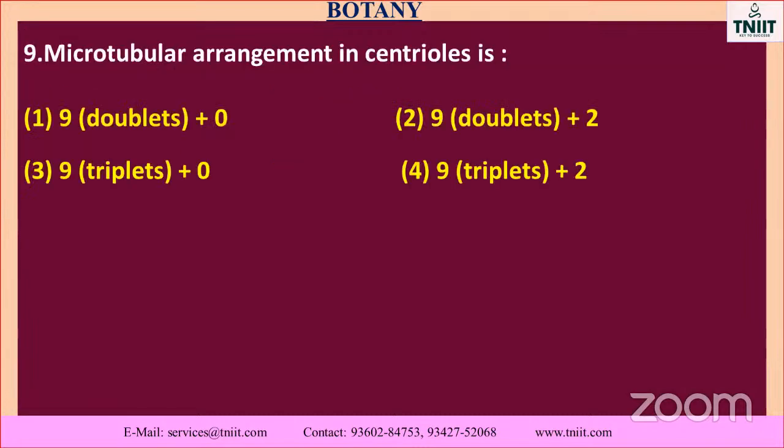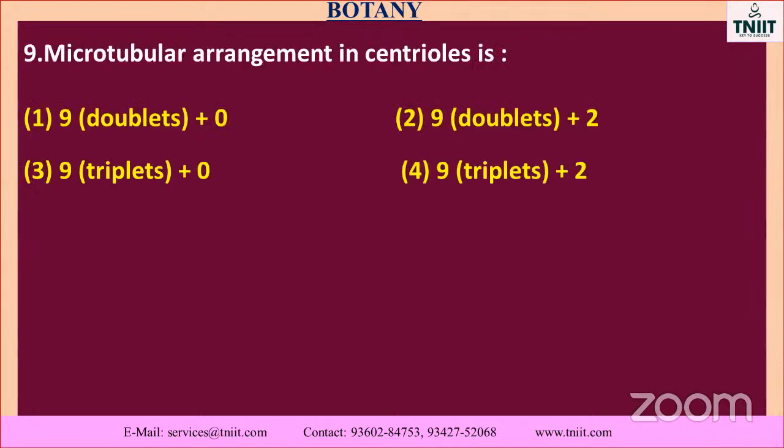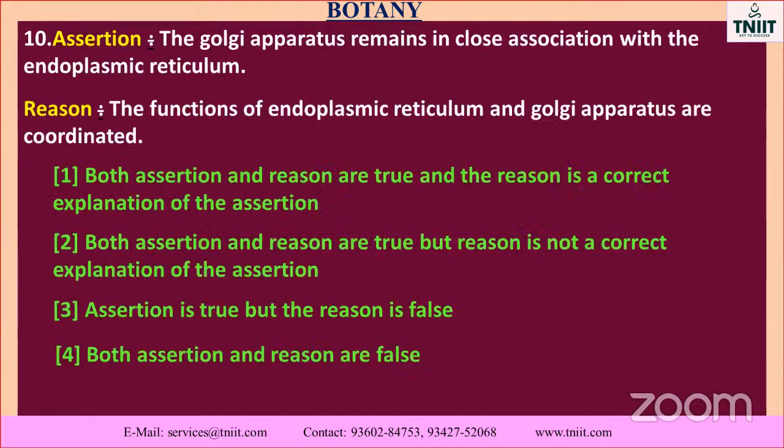The microtubular arrangement in the centriole is, centriole, microtubular centrioles, 9 plus 2 arrangement. Whether triplet or doublets? See this one, the option is 3 only. 9 triplets plus 0. Centriole has 9 triplets; flagella has 9 plus 2 doublets. You know the difference between these two. Okay, go to the next one.